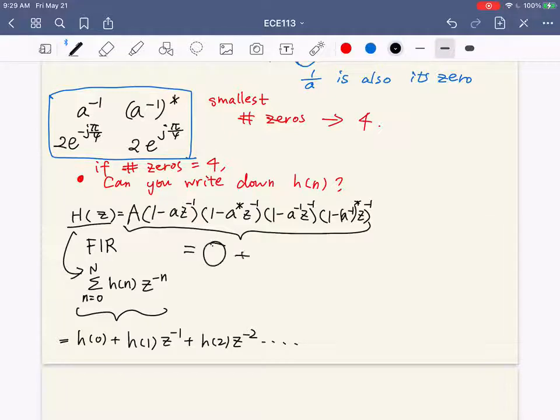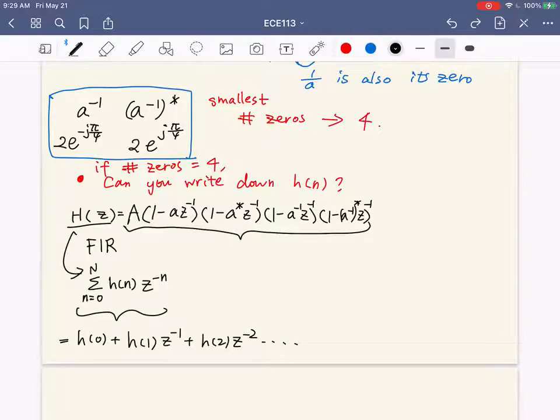Something plus something times Z to the minus 1 plus something to the Z minus 2. And then you'll be able to match the H of 1, 2, 3, 4, and then you'll get your H of n expression, all right? And let's do it now. To save you time, I calculated beforehand, and you can check it.